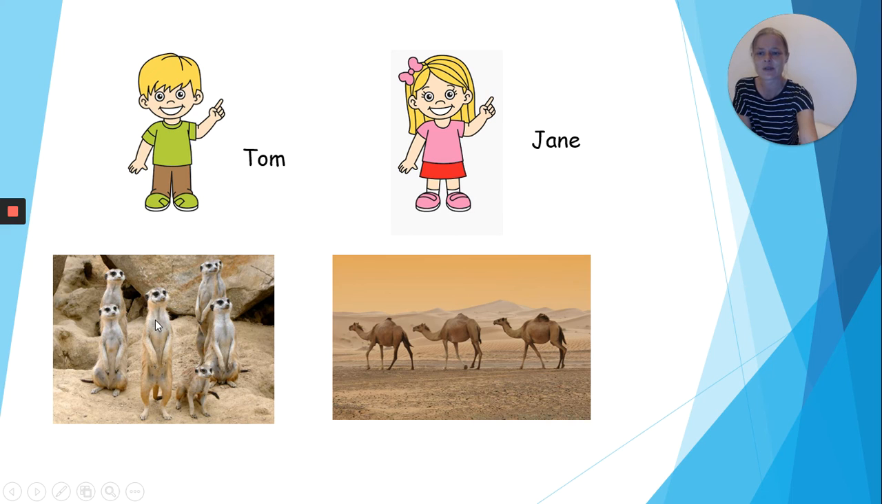1, 2, 3, 4, 5, 6. Oh, I think there's one hiding behind there. 7. And how many camels do we have? Yes, we have 1, 2, 3. So 6 plus 3 equals. Can you count them and tell me what you think?